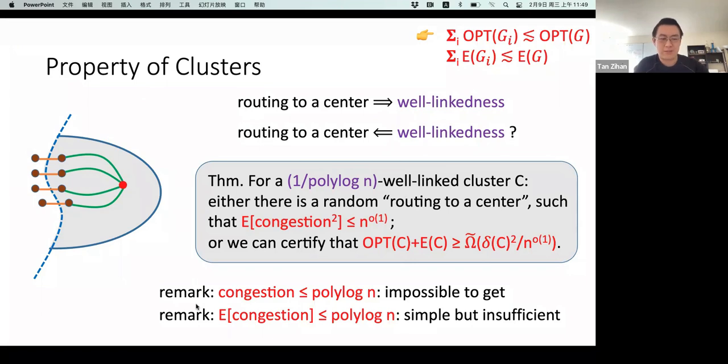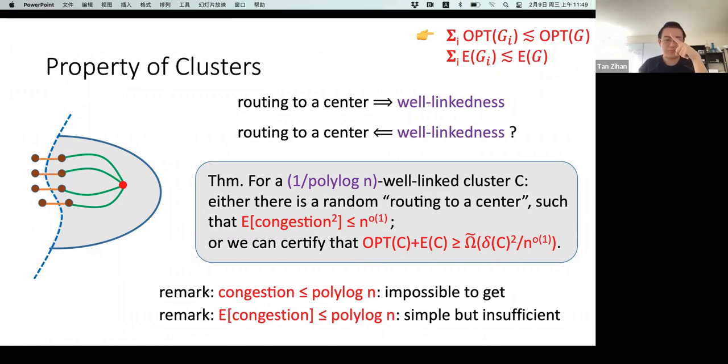I would like to make two remarks about this theorem. This is one of the main technical theorems in our work. If we just want the congestion to be bounded, but not its expected congestion, then it's impossible, because maybe the whole graph is still a bounded degree graph, and the number of boundary edges is too many, so some edge has to incur high congestion. If we get rid of this expectation, then it's impossible. But if we want the expectation of congestion to be bounded by polylog n, then it's simple, because it's automatically implied by the well-linkedness, but it is insufficient for our purpose.